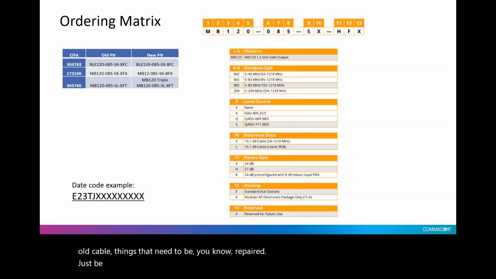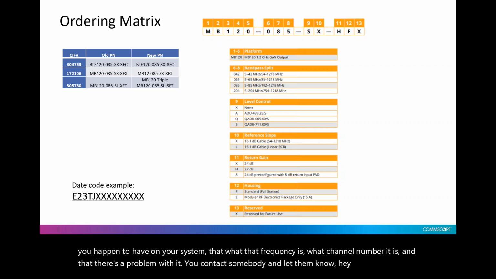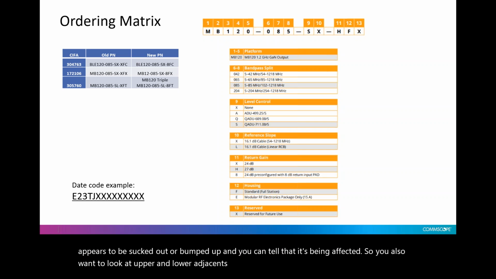Just be mindful that you want to really make sure you're looking at whatever pilot carrier you happen to have on your system, what that frequency is, what channel number it is, and that if there's a problem with it, you contact somebody and let them know, hey, this thing appears to be sucked out or bumped up, and you can tell that it's being affected. So you also want to look at upper and lower adjacents to that pilot level to make sure that everything's roughly the same.